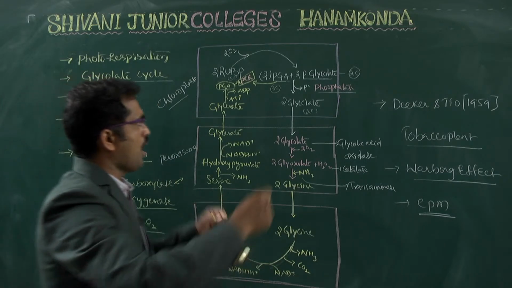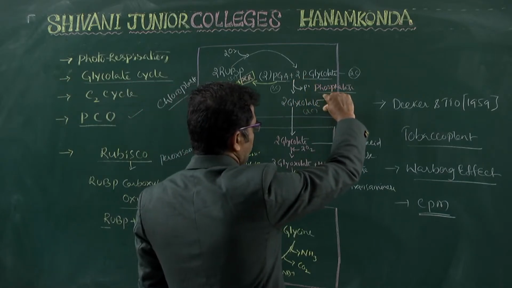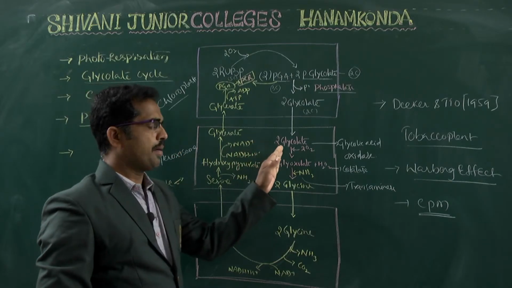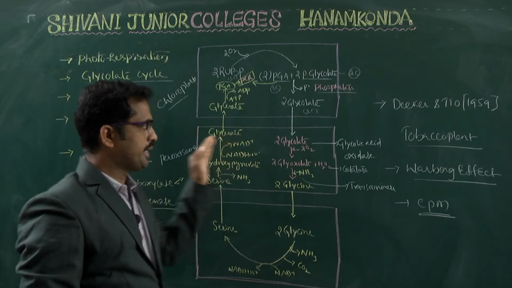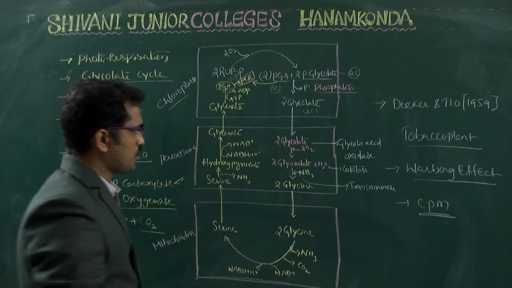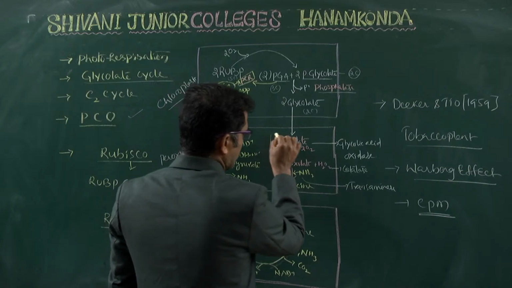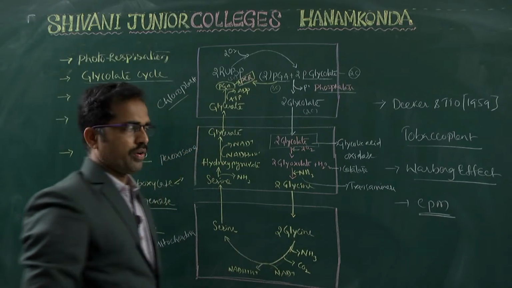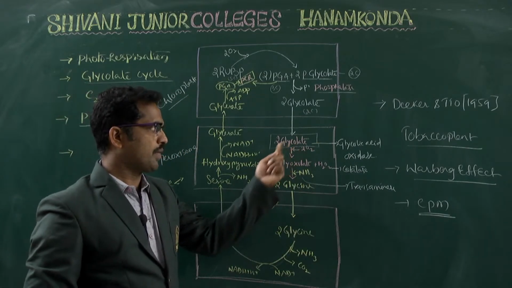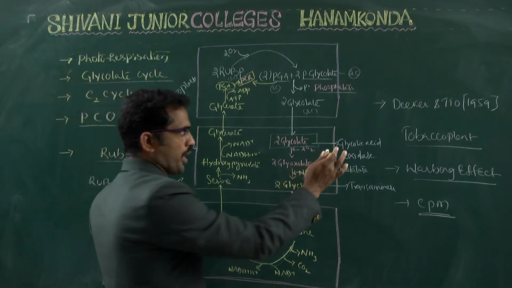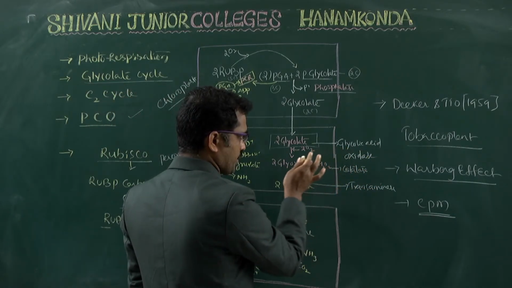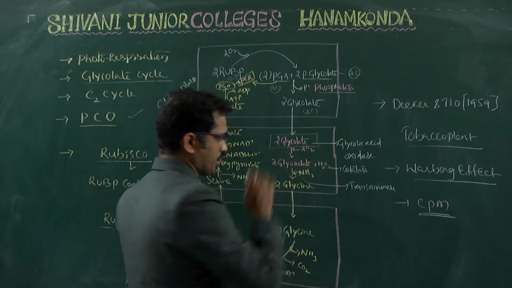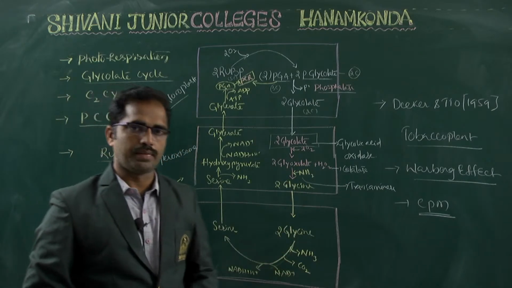Now after the formation of glycolate, this glycolate diffuses into another cell organelle, that is the peroxisome. These two molecules of glycolate undergo oxygenation. In the presence of glycolic acid oxidase, we will get the two molecules of glyoxylate and hydrogen peroxide.